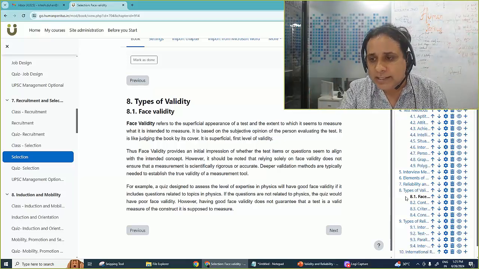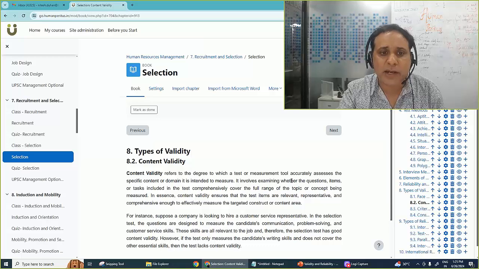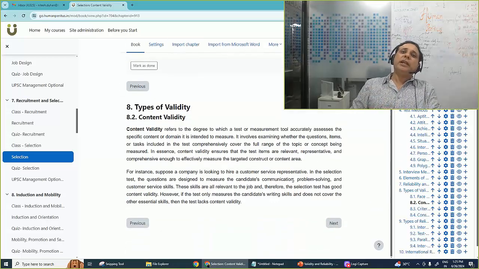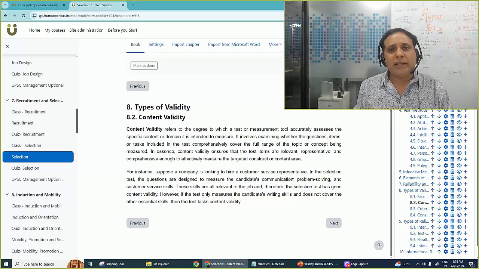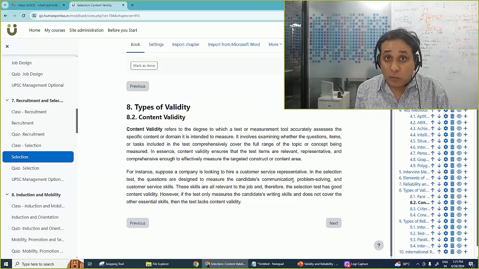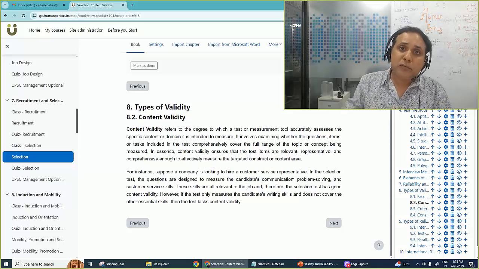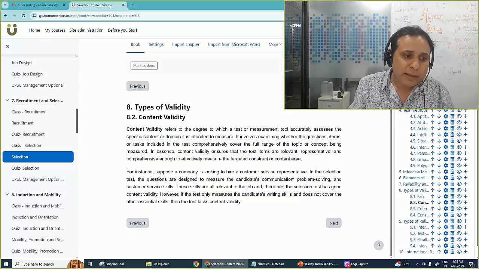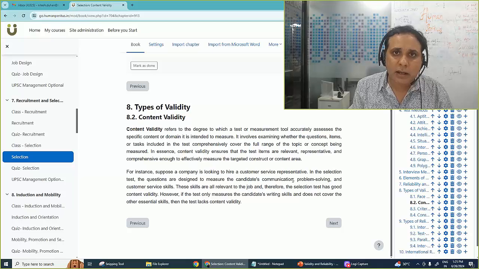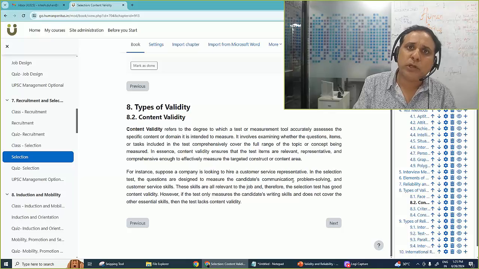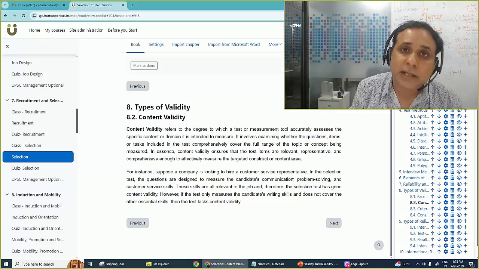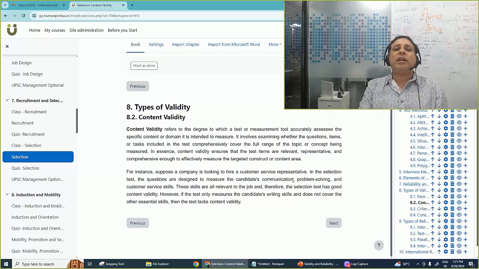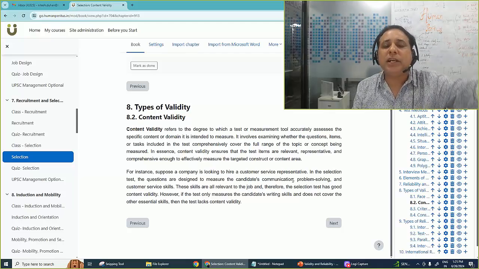Okay, let's come to the second type of validity, which is content validity. So guys, what is content validity? Content validity is an extended form of face validity only. In face validity, if I'm trying to assess expertise in physics, what we checked is whether it's physics only or something else, whether it's chemistry or biology or something else.